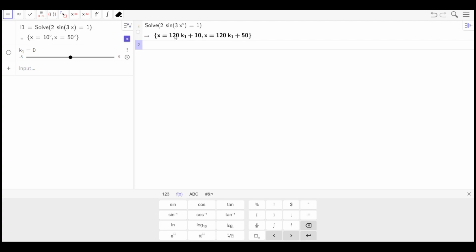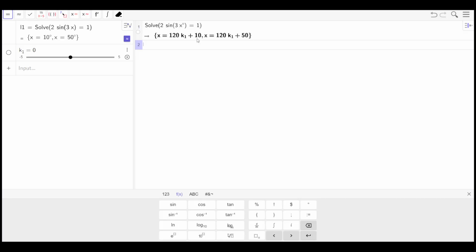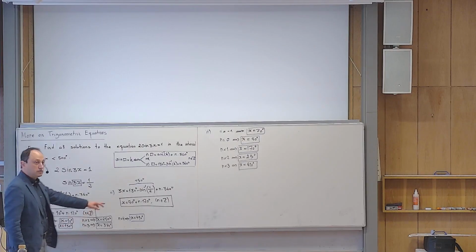So you see it is 120 K1, where K1 is the number instead of n. So K1 is an integer, okay? Plus 10. And because you yourself told it to be in degrees, this should be expressed in degrees. And here, 10 degrees plus n times 120 degrees is exactly this solution that you see here. And then the next one is 50 plus 120 times an integer K1, which is exactly the other solution.